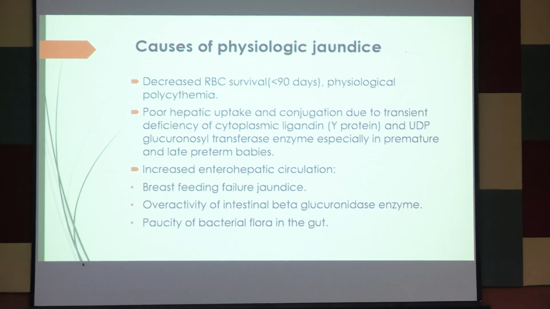Now, there are bacteria in the gut which convert conjugated bilirubin into urobilin. Because of this conversion, conjugated bilirubin is not available to undergo deconjugation. So there will be less unconjugated bilirubin.